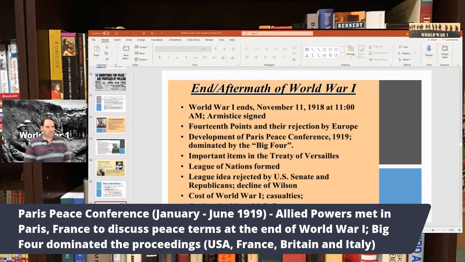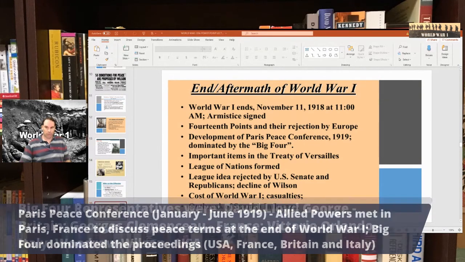And the 4 countries that were mostly dominant at the proceedings of the Paris Peace Conference, of course, were the United States, France, Great Britain, and also Italy, which was kind of minor, not as important. They were on the winning side, but they weren't as big. Really it should be called the Big Three, because really the first 3, U.S., Britain, and France, were the main ones that dictated what went into it.